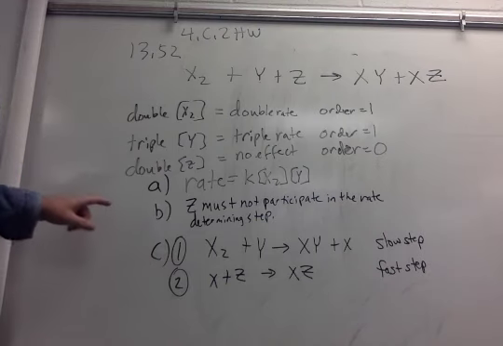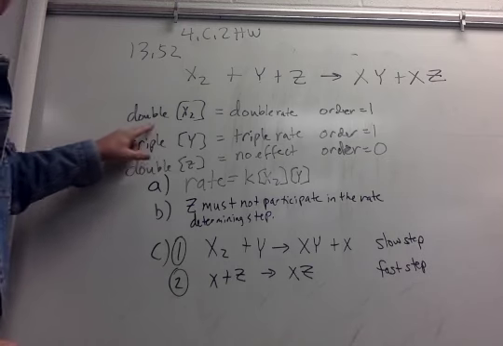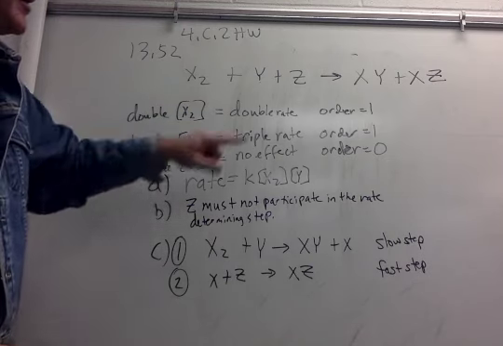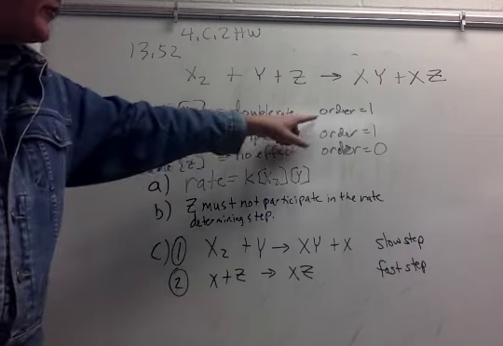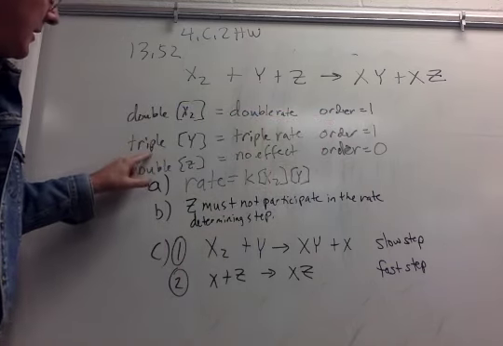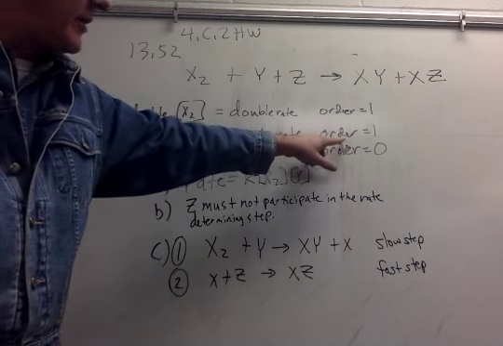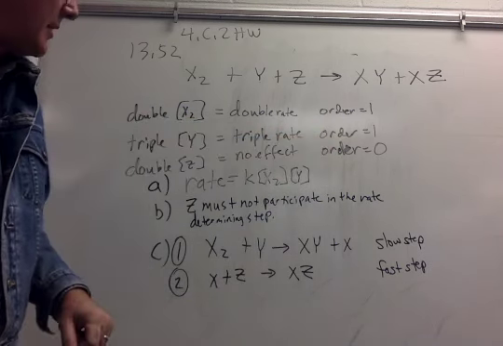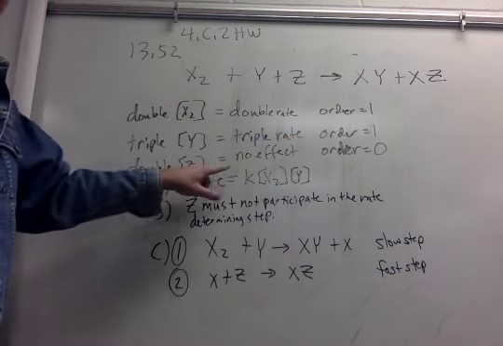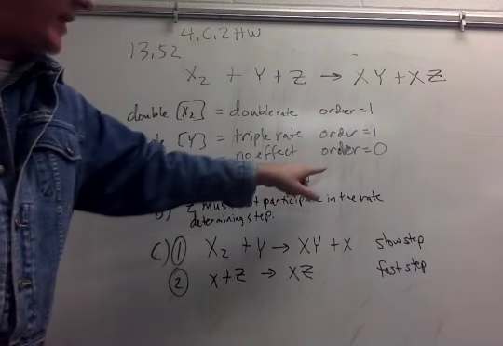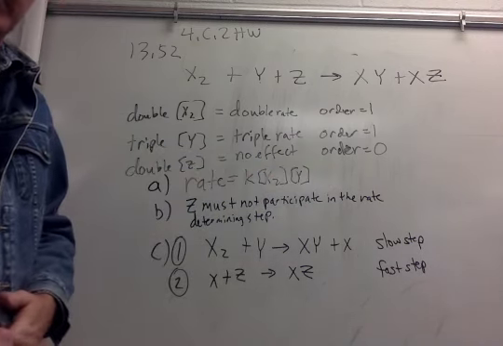Somebody has done the initial rates on it and found that doubling X2 doubles the rate. So that tells me X2 is first order. They found that tripling Y triples the rate, so that tells me once again that Y is first order. However, doubling Z has no effect on the rate, so that tells us that the order is 0 for Z.